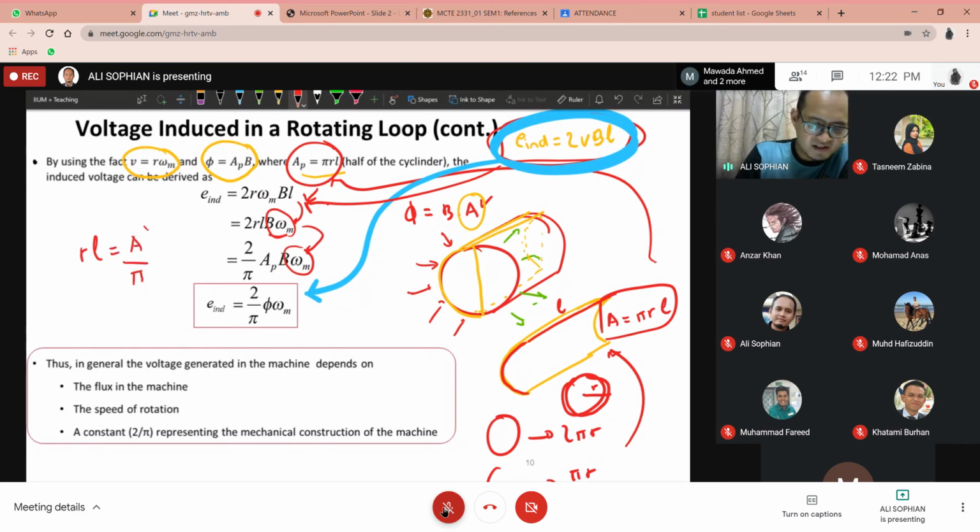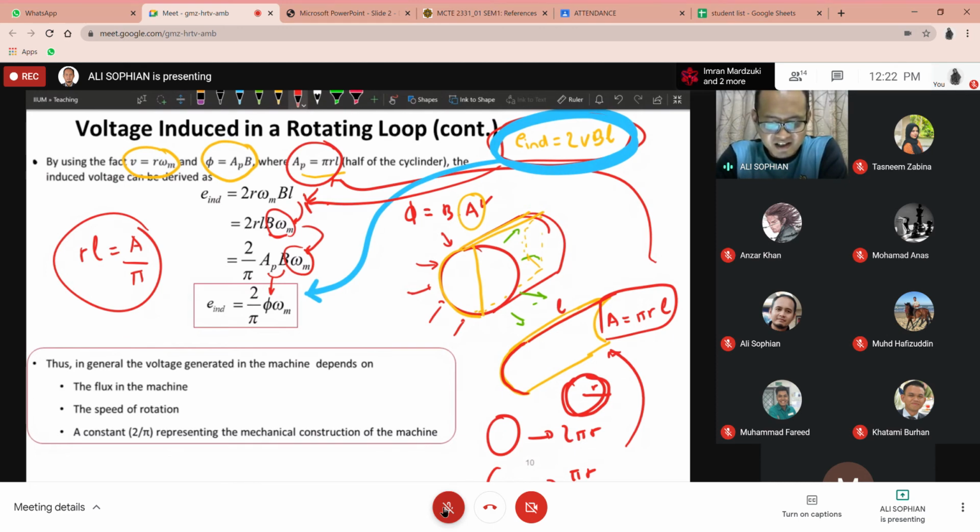Why? This is actually coming from A equals pi RL. So you replace RL by A over pi. So you get this equation, and finally A times B is pi. Watch out for the pi. Pi here means what we call the torque, the symbol for the torque. And the rest is the same, 2 over pi times torque times omega, which is angular speed. So this is the final form of the equation.